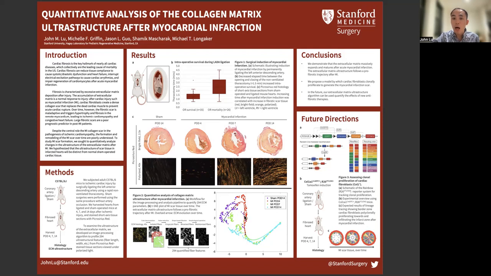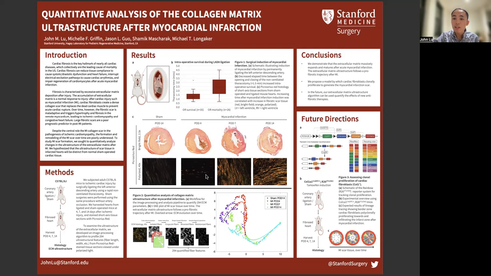So what do we think is going on? What we think is that there's a clonal proliferation of individual cardiac fibroblasts. So in panel 1C, what we see are these very short collagen fibers at post-op day 4. And we think that this represents clonal proliferation of individual cardiac fibroblasts. So this is one cardiac fibroblast clone. Here's another cardiac fibroblast clone.